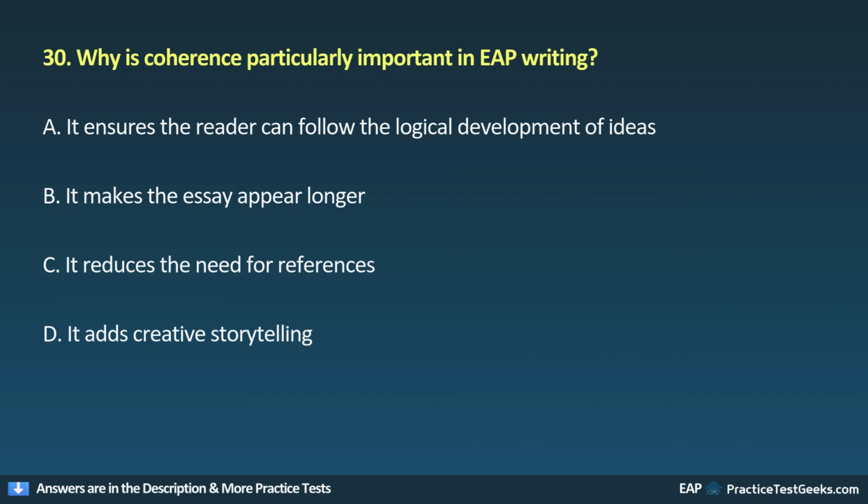30. Why is coherence particularly important in EAP writing? A. It ensures the reader can follow the logical development of ideas. B. It makes the essay appear longer. C. It reduces the need for references. D. It adds creative storytelling.